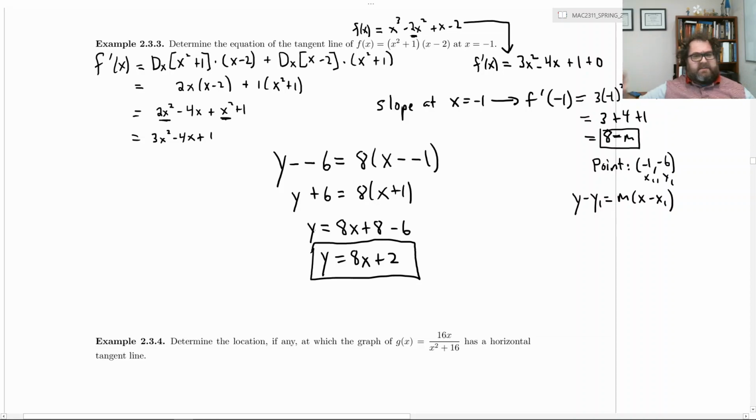Let's double check it. Let's use Desmos. Here, let me type the function really fast. So the original function is f of x equals the product of x squared plus 1 and x minus 2. And then our point is (-1, -6). Okay, and then our tangent line we said was y equals 8x plus 2. And let's take a look. Okay, it looks good to me.